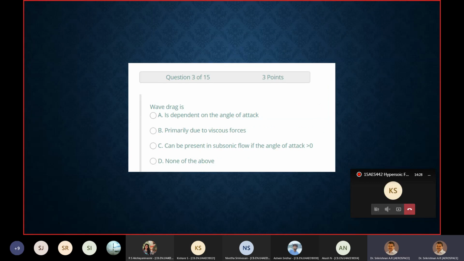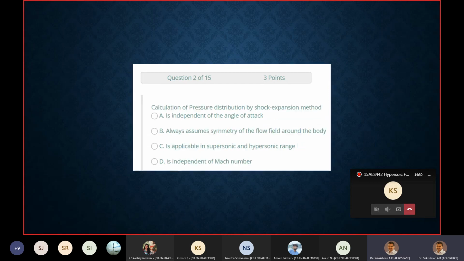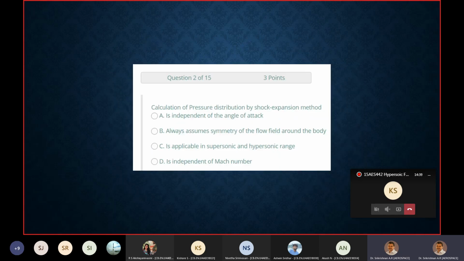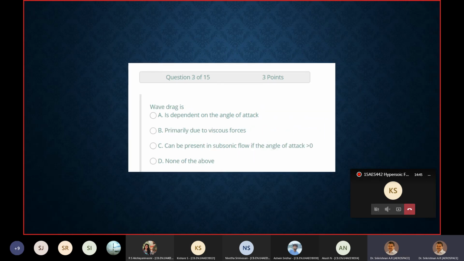Okay. Now question number 3, and let's see. Q3. Yeah, that's close to 80, actually 75, probably around that. Calculation of pressure distribution. I'm sorry, 3. The wave drag. These are actually related. Wave drag is 1. Independent of angle of attack, primarily due to viscous forces, can be present in subsonic flow. Let's go one by one.